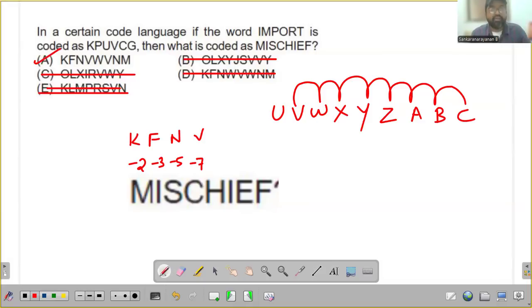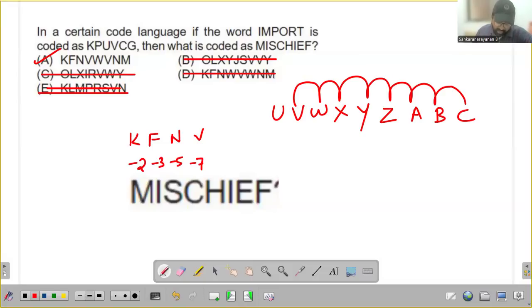Okay. So please note this. They are asking you which word is getting coded as mischief. They're not asking you how is mischief coded. What is coded as mischief? So the reverse logic is what you should try. And using options, progressively you can eliminate all those options one after the other, and that will help you to arrive at the answer faster. Okay. So that brings conclusion to our question number 11. Please make a note of this.